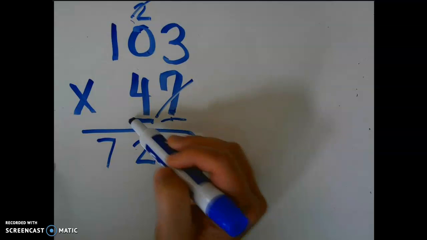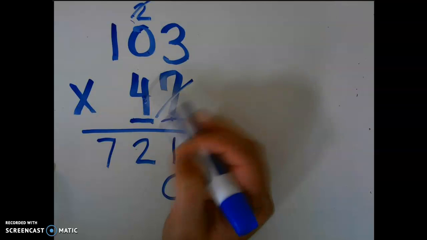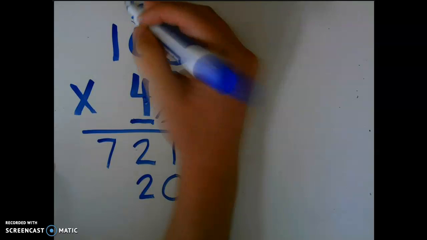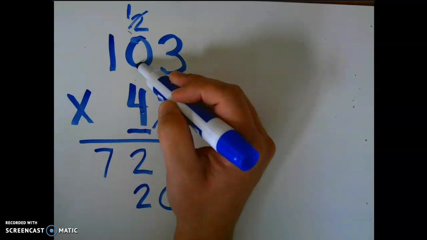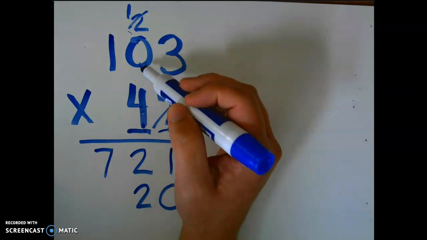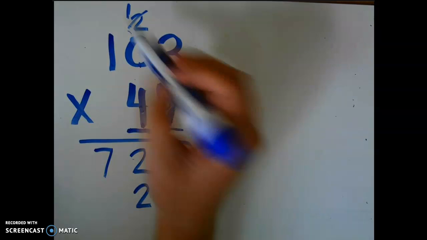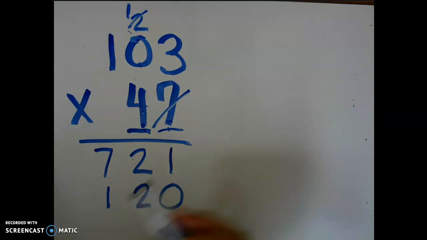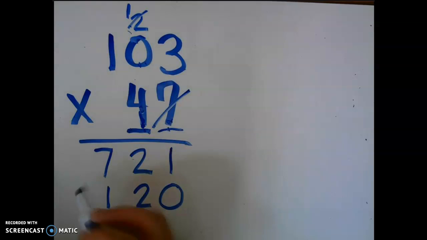So let's keep it simple. Step 5 is tens times ones. 4 times 3 is 12. Carry my 1. I have it up there. Now, tens times tens. 4 times 0. Once again, we know that when we multiply by 0, we get 0. So 4 times 0 is 0, but I have my 1. So 0 plus 1 is 1. And then finally, tens times hundreds. 4 times 1 is 4.